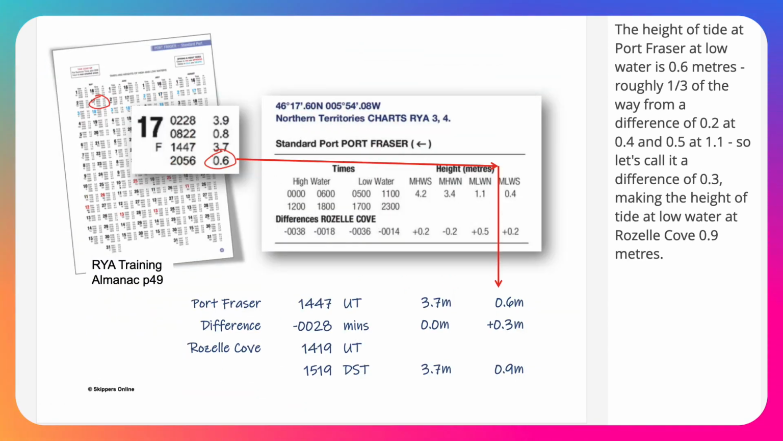The height of tide at Port Fraser at low water is 0.6 meters, roughly 1/3 of the way from a difference of 0.2 at 0.4 and 0.5 at 1.1, so let's call it a difference of 0.3, making the height of tide at low water at Rozelle Cove 0.9 meters.